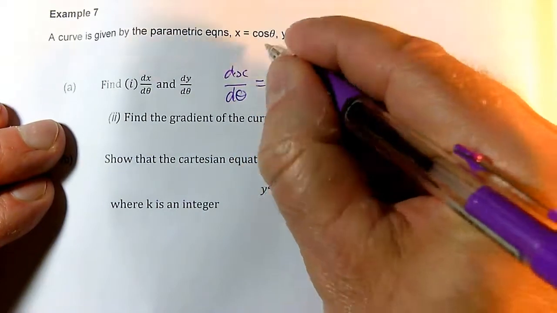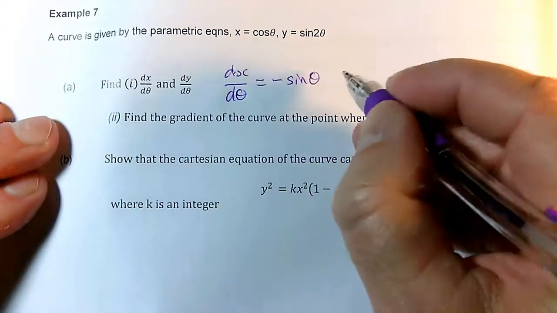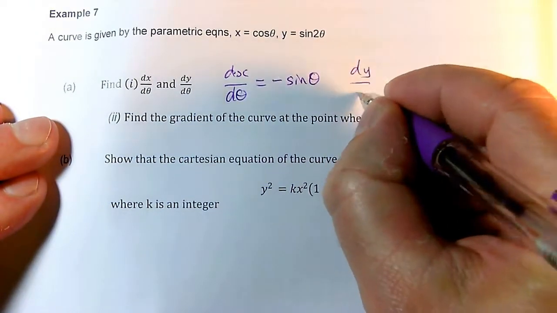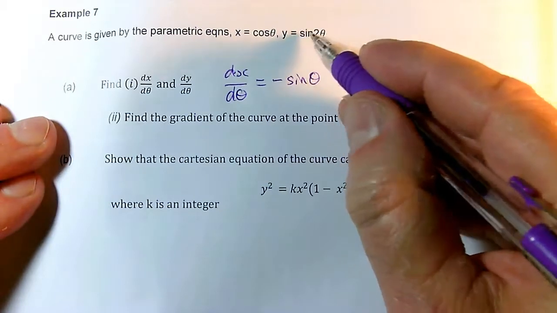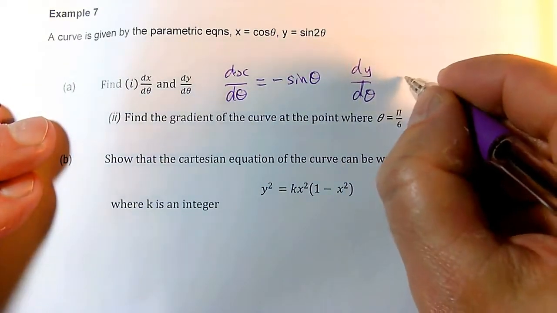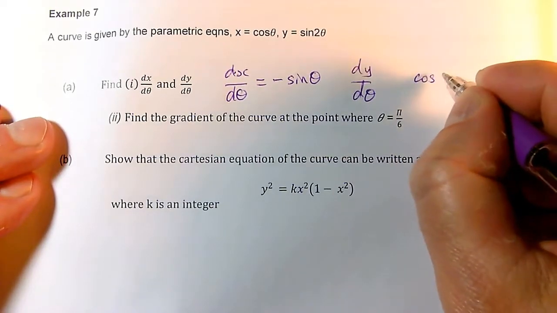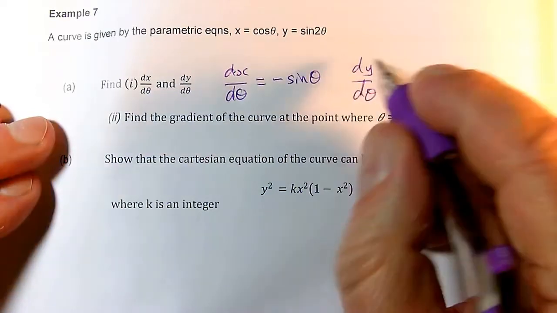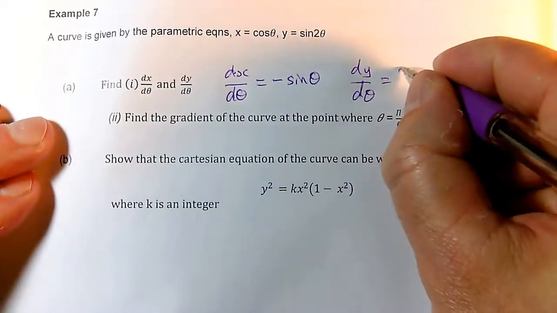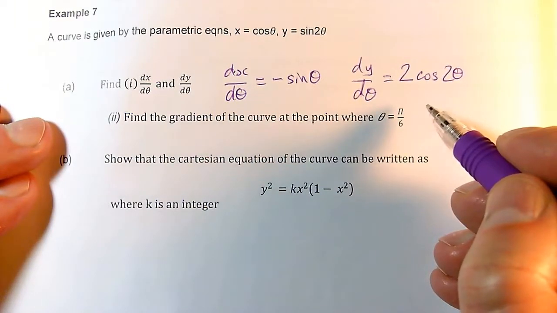Dx by d theta, differentiate cos theta, we get minus sine theta. Dy by d theta, differentiate sine 2 theta. So it's sine of a constant times theta, so sine will differentiate to a cos. Inside the cos I'll still have 2 theta, but because there's a 2 in front of the theta, I get a 2 popping out in front of the cos. So I've got dx by d theta and dy by d theta.